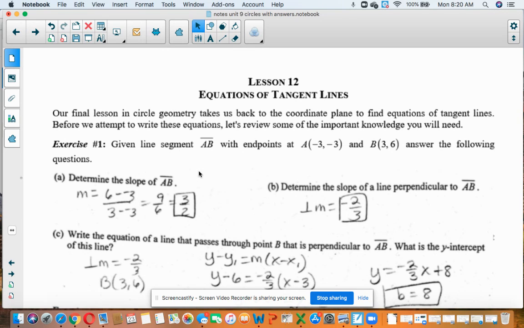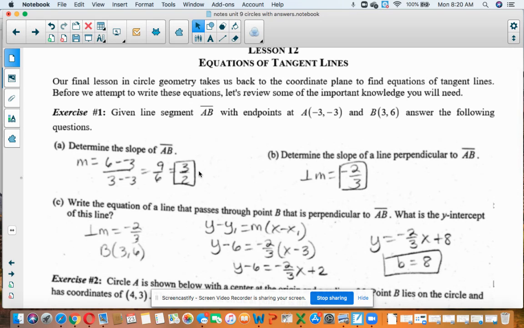So remember, perpendicular lines, their slopes are negative reciprocals. So if I have line segment AB, I'm going to find the slope of line segment AB. Slope is just the change in y over the change in x. Now my perpendicular line is a negative reciprocal, so I take that 3/2 and I flip it, which is 2/3, and I change the sign.